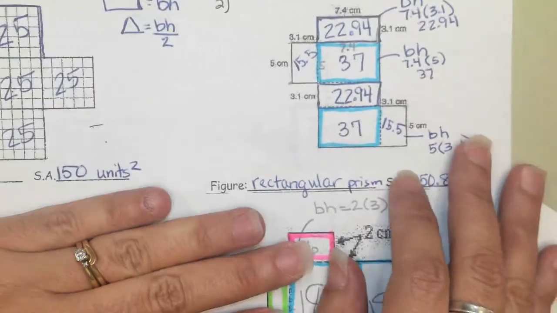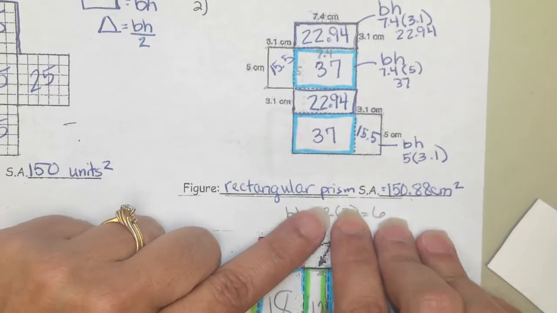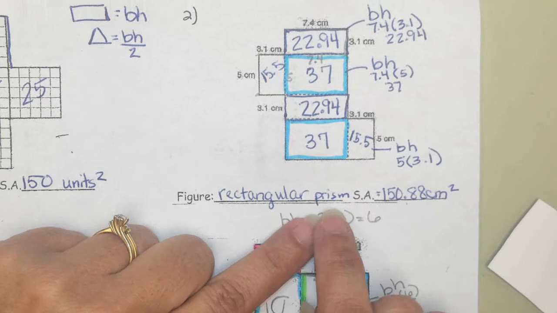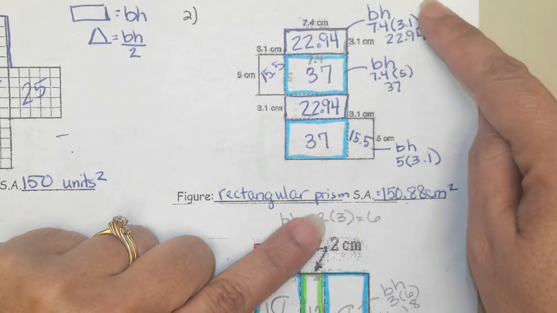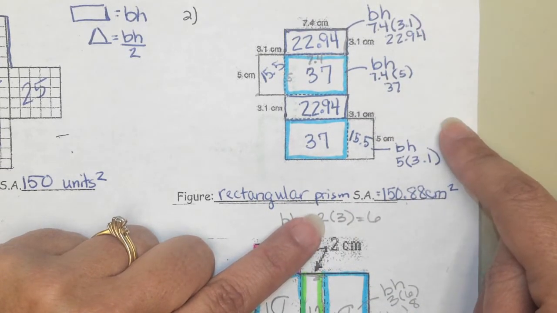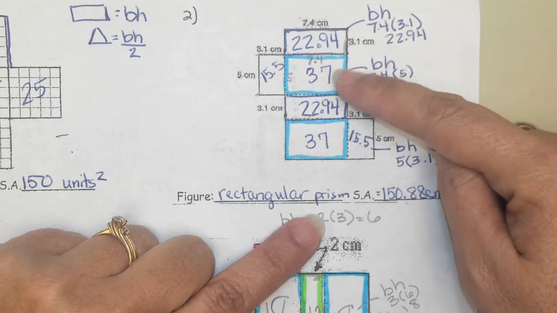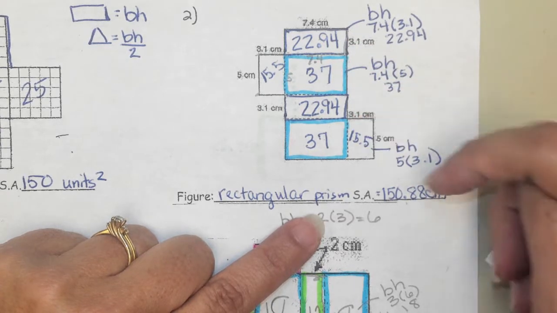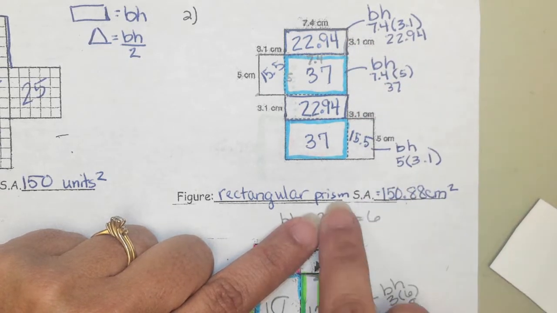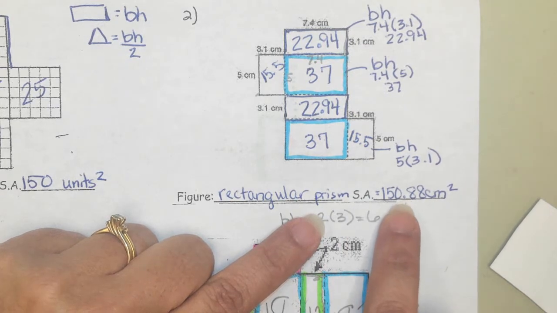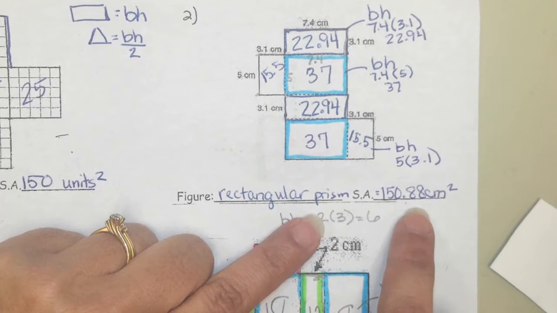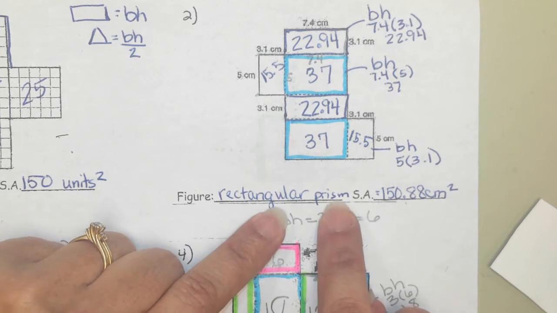Okay, number 2. I'm going to real quick talk about that one. I'm asking you to show your work, even though they're all rectangles. I got 22.94 and 37 and 15.5. So when you add them together, you get 150.88 centimeters squared. All area squared. Area squared. Okay. And it is a rectangular prism.